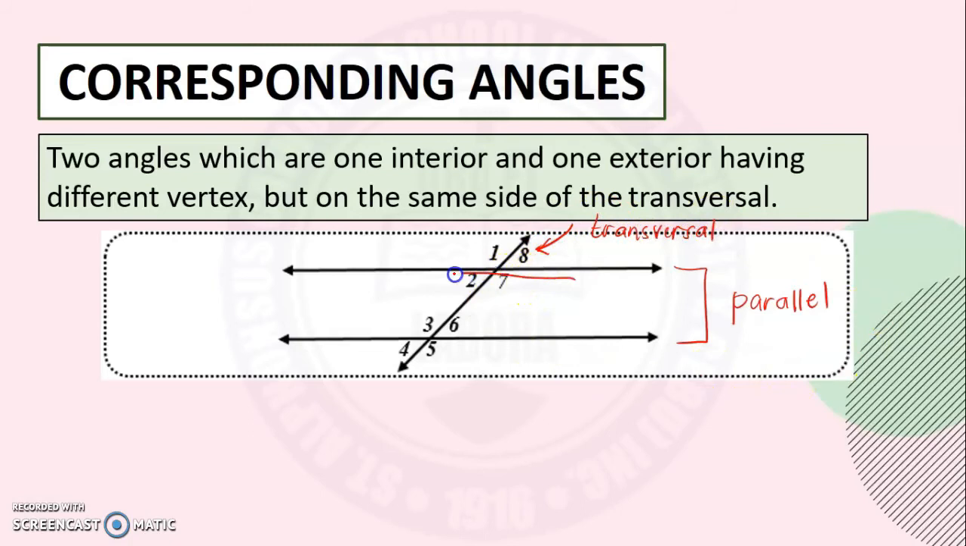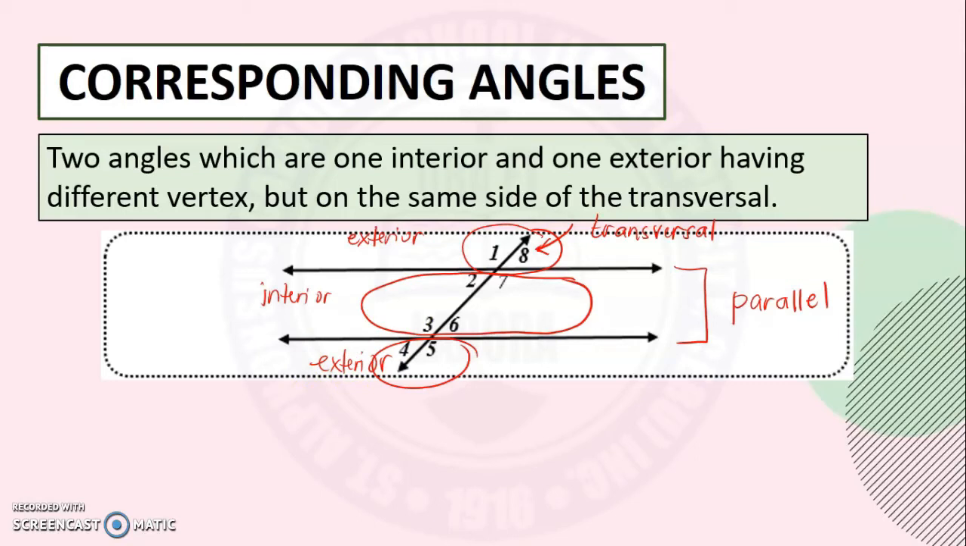Okay, while this part here is called the interior part of the parallel lines. That means these angles 2, 3, 6, and 7 are called interior angles. While angle 1, angle 8, angle 4, and angle 5 are called exterior angles because they are angles found in the exterior part of the transversal, or exterior part of the parallel lines, rather.